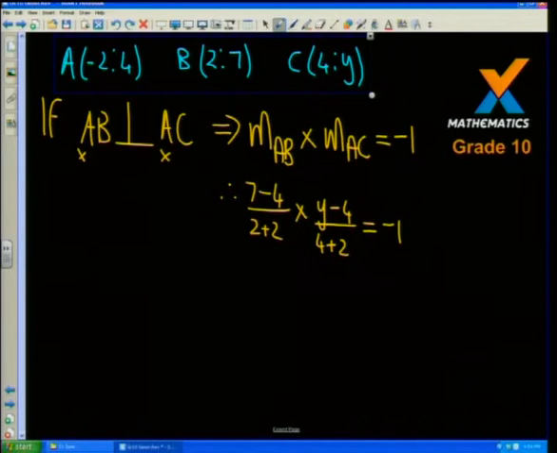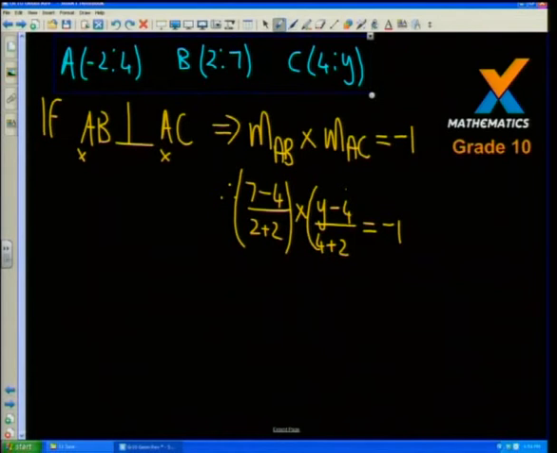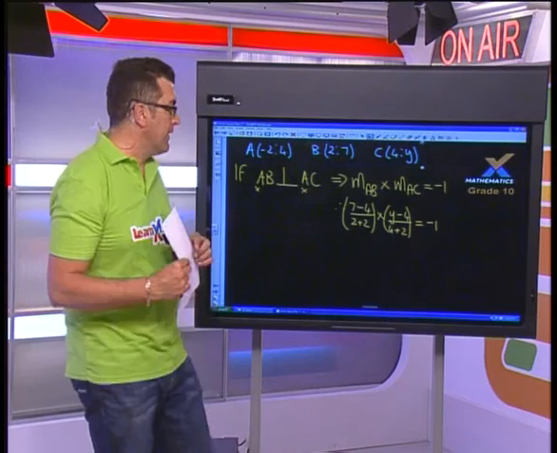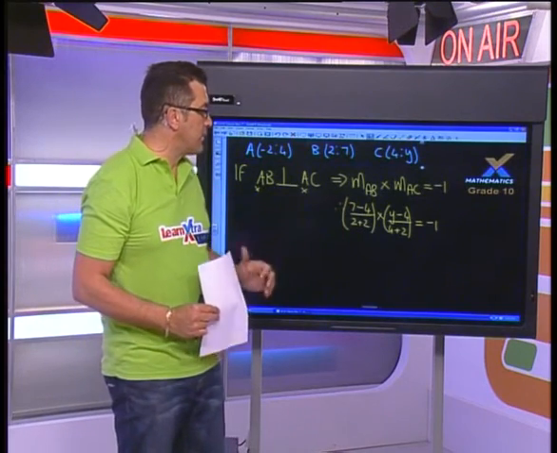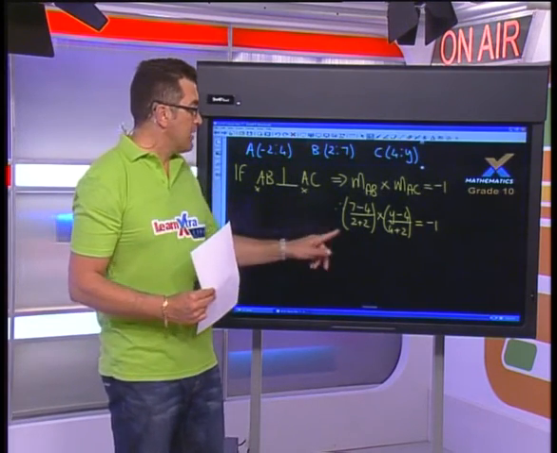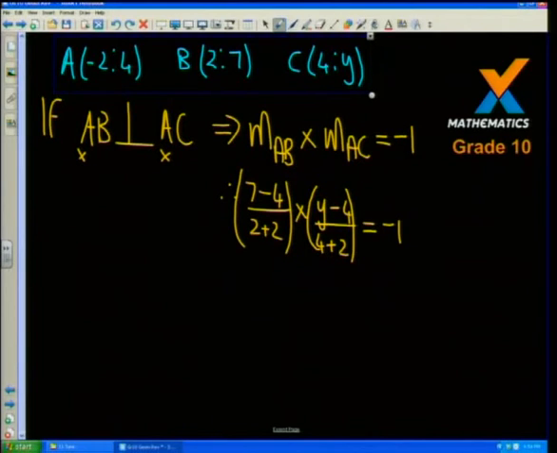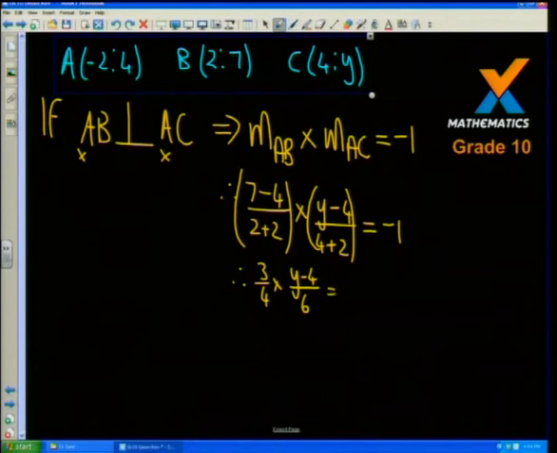Now remember, these are two numbers. This is an irrational number, that's a rational number. I need to find the value of y. Okay, I get 7 minus 4, which is 3, and 3 over 2 plus 2 gives me 3 over 4. So here I'm stuck with 3 over 4 that I multiply with y minus 4 over 4 plus 2. That gives me 6, and that answer needs to be minus 1.